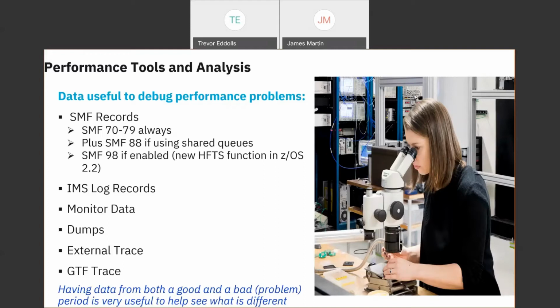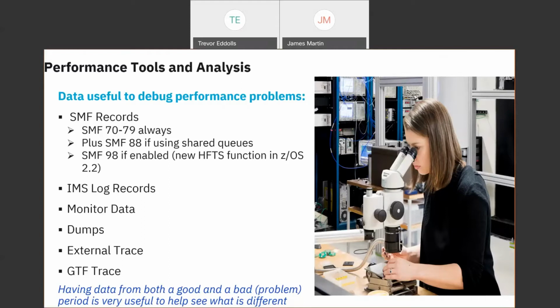SMF records is something that we can always look at to gain more insight, especially from an overall Z perspective. SMF records give us a lot of detailed information about things like long lock situations in IMS. SMF 88 records can show us information if we're in a shared queue environment. Also SMF 98, with the new HFTS function in z/OS, you can see detailed information about aspects of z/OS like coupling facility information, serialization information, DASD usage information.